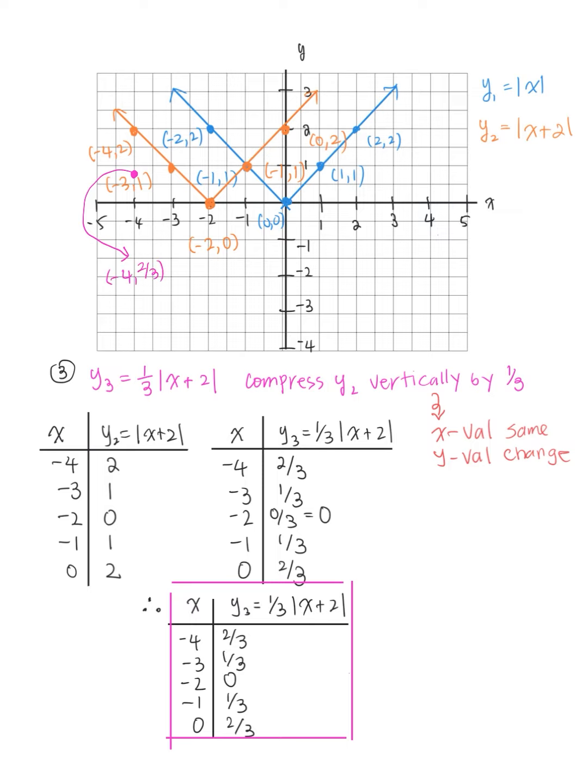And the next one is -3 comma 1/3. So maybe that will be here. And the next one is -2 comma 0, so it's this point here. And then -1 comma 1/3.